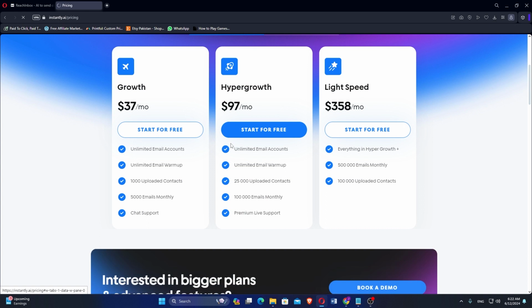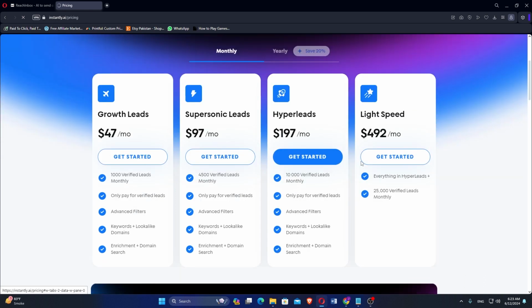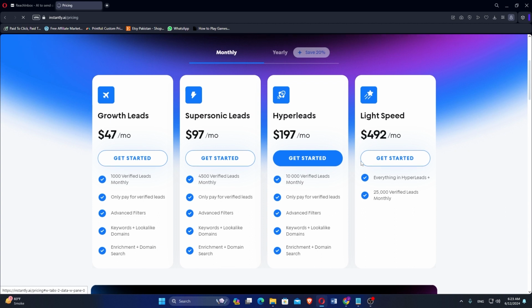Then we shift our focus to leads. The pricing structure changes. The growth lead plan costs $37.9. The supersonic leads plan is priced at $77.6, and the hyper leads plan comes in at $169 per month. Alternatively, on a monthly basis, the growth lead plan is $47. The supersonic leads plan is $97. The Hyper Leads plan is $197 and the Lightspeed is $492.